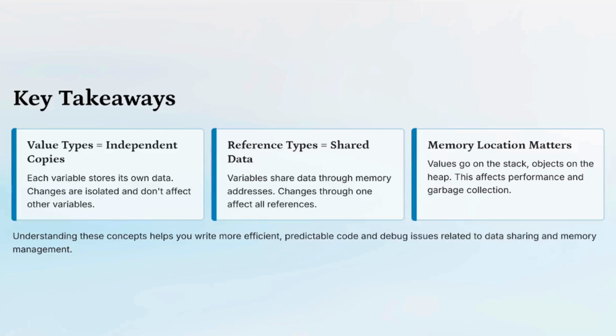So yeah, that's how value types and reference types work in .NET. Once you understand this, you'll start noticing it in your code everywhere. It becomes much easier to understand why data behaves in a certain way.